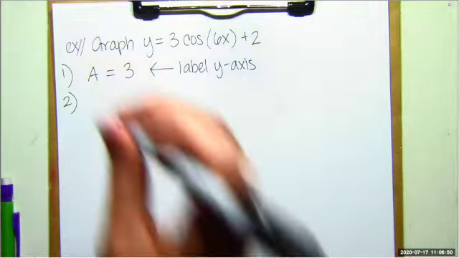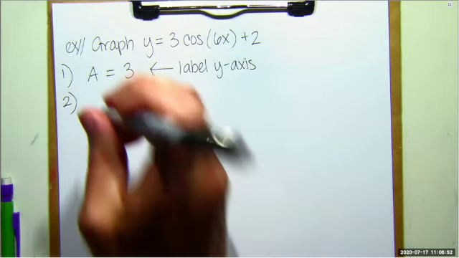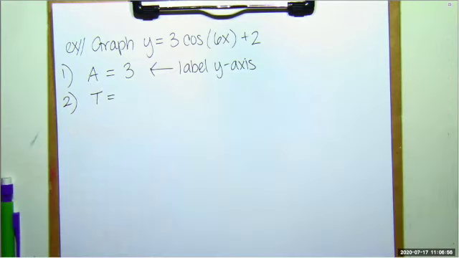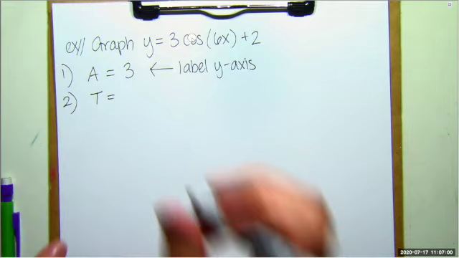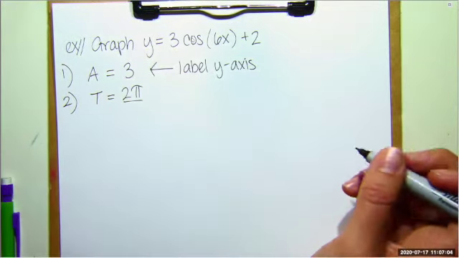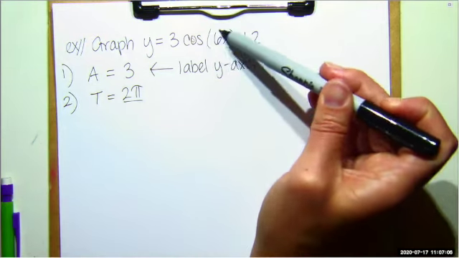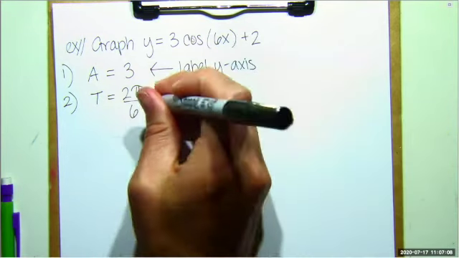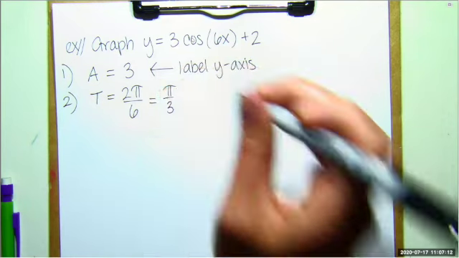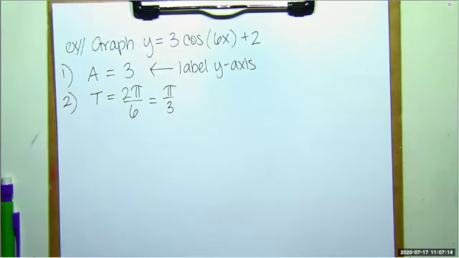Our second step is to find our period. Our period, we're always going to take our regular period for plain old sine and cosine, which is just 2 pi. And I need to divide by a factor of omega. In this example, omega is 6. That gives you my period is pi over 3. That's the time to complete one cycle on our graph.